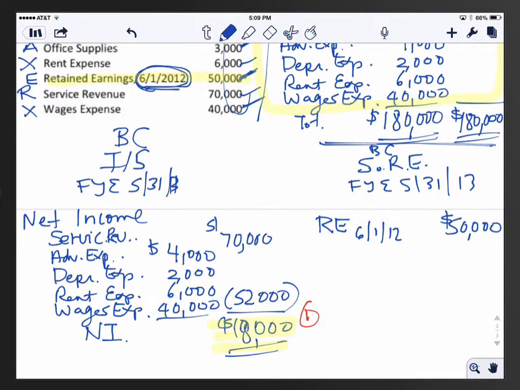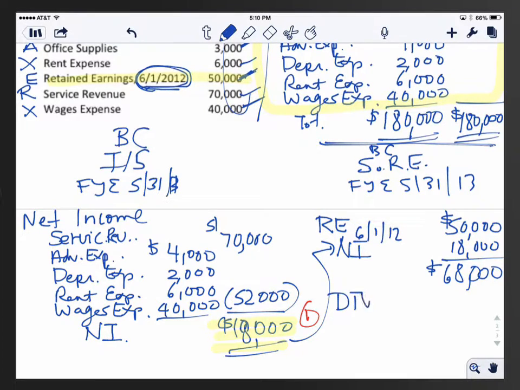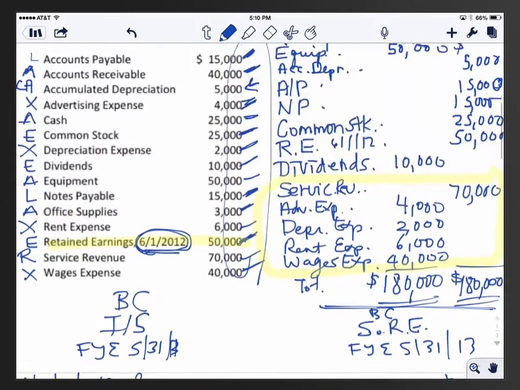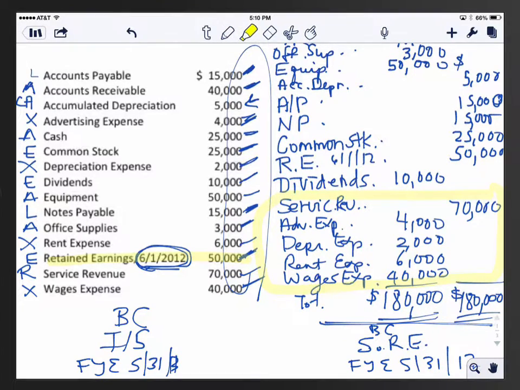What else affects retained earnings? Well, net income that we just figured out here increases it. So I'm just going to take this number and add it. We're going to add net income, 18,000. That's going to get us to 68,000. But that's really just an intermediate number because we have to subtract out our dividends. And our dividends, which were up here, were 10,000.